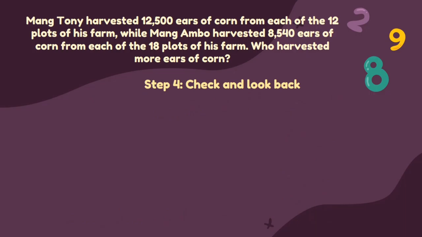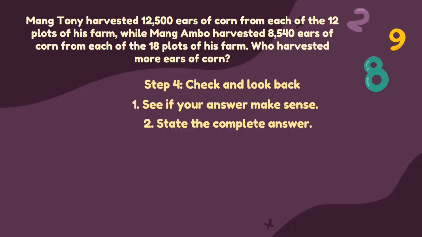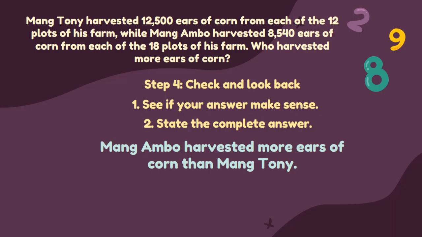Step 4. Check and look back. See if your answer makes sense. State the complete answer. Mang Ambo harvested more ears of corn than Mang Tony.